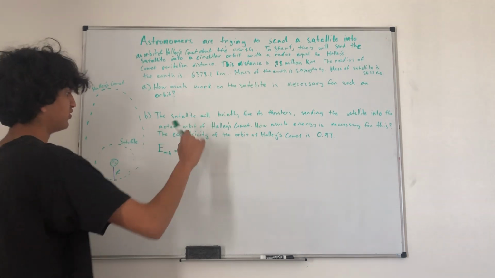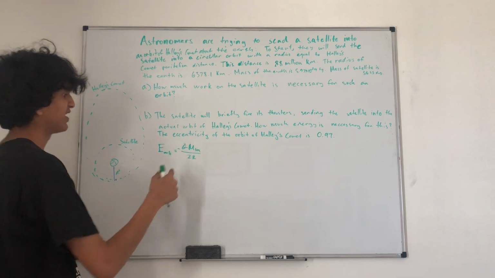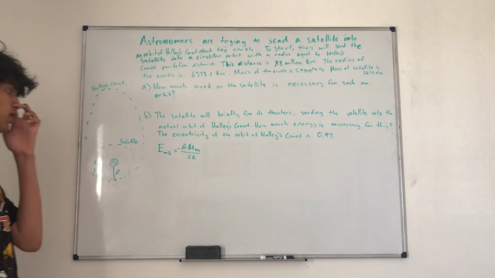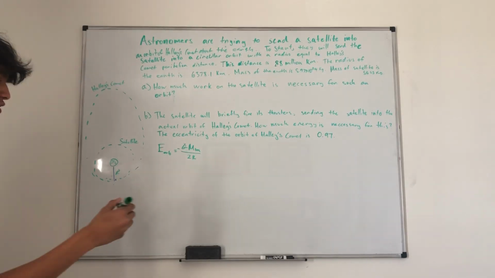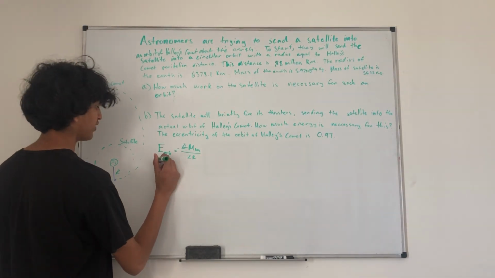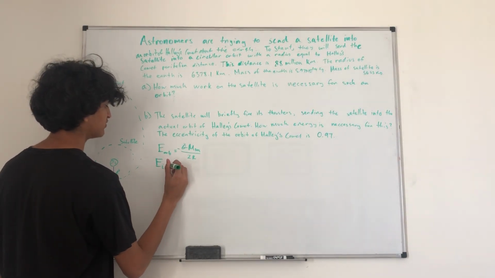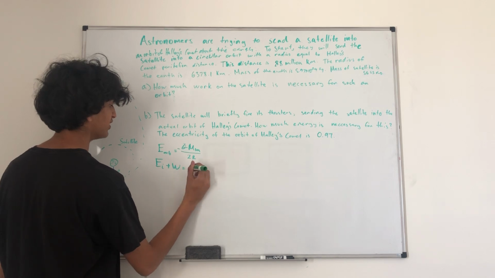So we know the mass of the Earth, which is the thing that it's going to orbit. We know the mass of the satellite, and we know this distance. So we just have to figure out the change in energy. That's work, right? So E initial, whatever the initial energy is going to be, plus the work is going to equal E orbit.